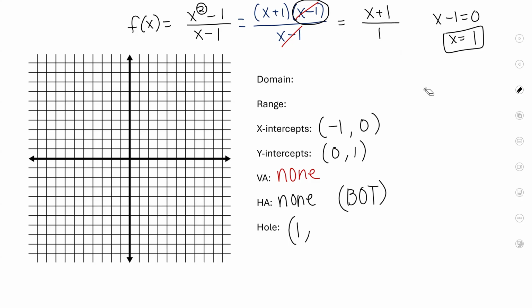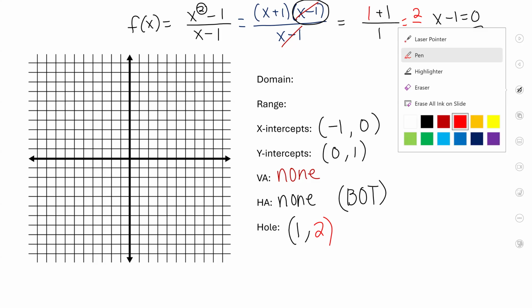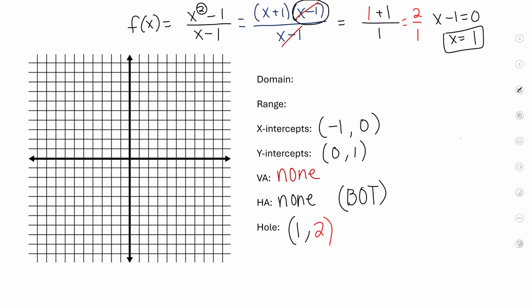Let's plug it into my simplified problem. What do I get? 2. So that is where my hole is. Let's go ahead and graph everything. I'm left with, let me put my original problem back up here. This is what I had. When I canceled it out, I'm just left with the line.